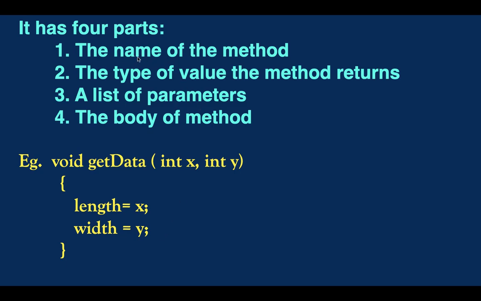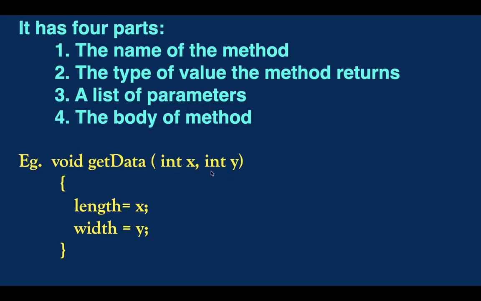Firstly, the name of the method. As you can see here, getData is the name. You can name it anything else. Then the type of the value the method returns. In this case, it is void. We use the void keyword when the method does not return any value. But if it returns a value, you need to write its return type. It can be int, float, double, char, boolean, depending upon how you are working on it. But if it is not returning any value, which may be a case, then you have to use the keyword void.